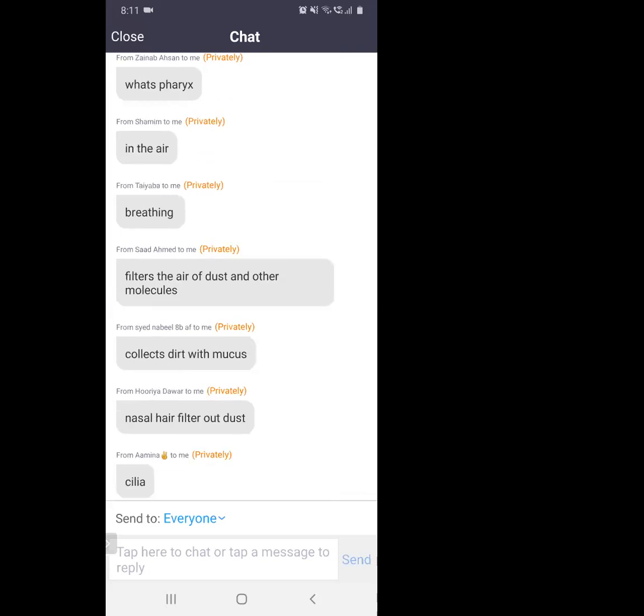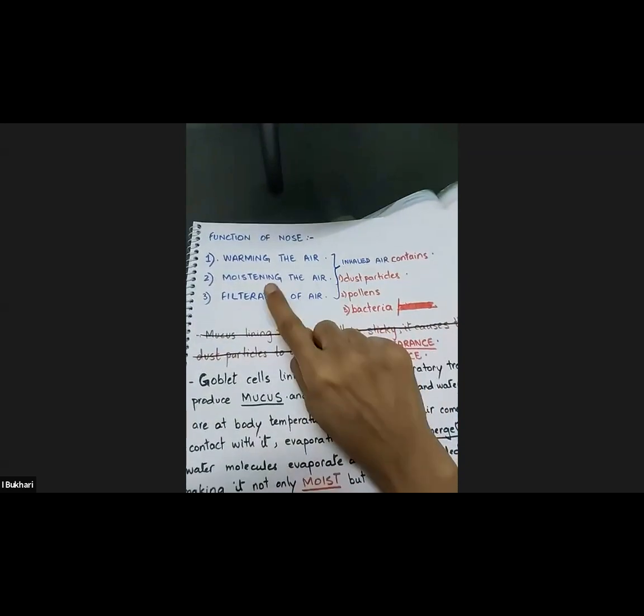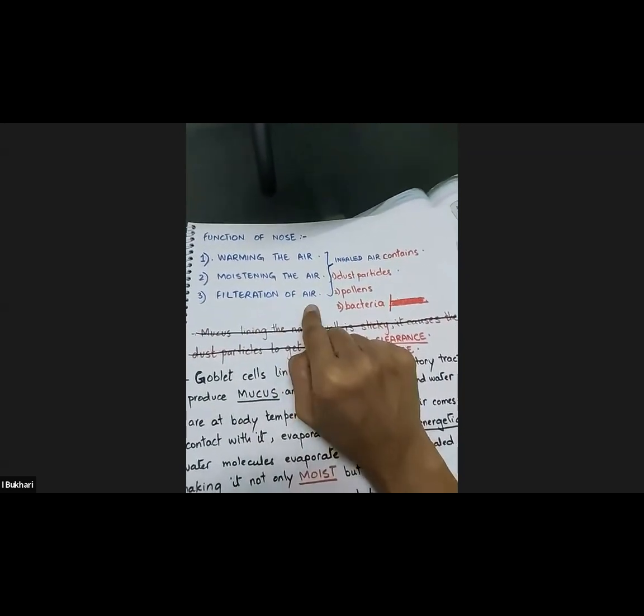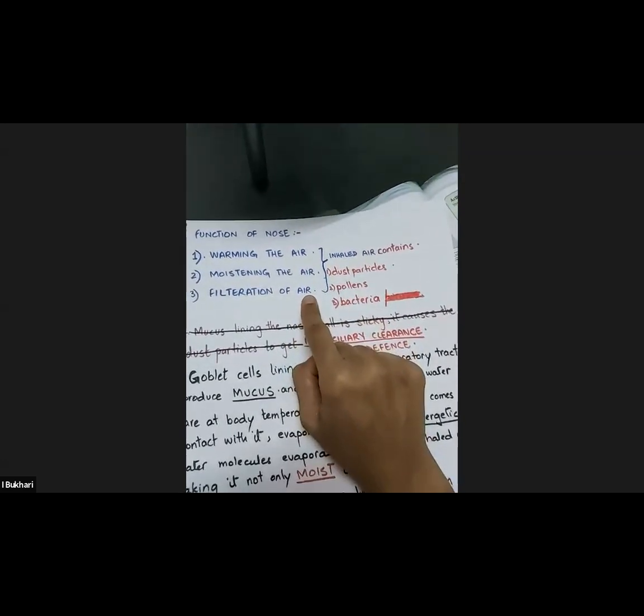So yes, one is filtration. Very good. Yes, Sundar said, say it loudly. Filters, moistens, and warms the air. Right, there are three jobs. Let me share my video. Yes, the three functions of the nose with respect to inhaled air are warming the air, moistening the air, and filtration of the air. Now, how does it perform all these jobs?